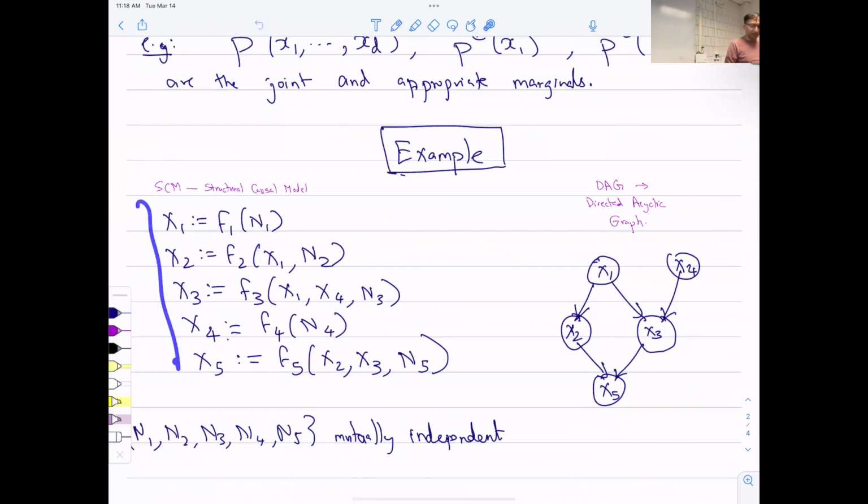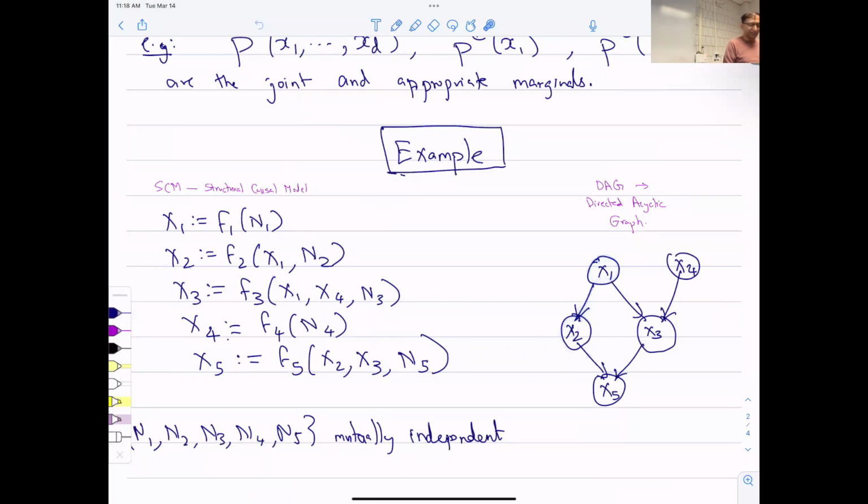For example, here's a structural causal model. Here's the DAG associated with it. X1 is some function of noise, N1, a random variable. X2 is some function of X1 and N2. So you can go to this one and find this one.